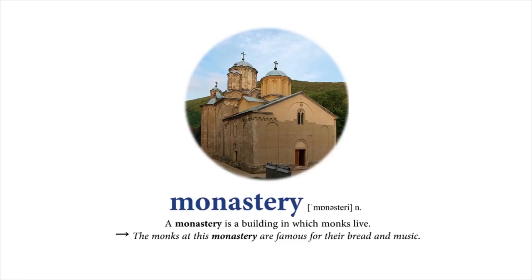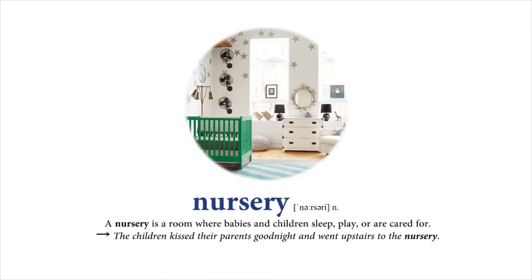Monastery. A monastery is a building in which monks live. The monks at this monastery are famous for their bread and music. Nursery. A nursery is a room where babies and children sleep, play, or are cared for. The children kissed their parents goodnight and went upstairs to the nursery.